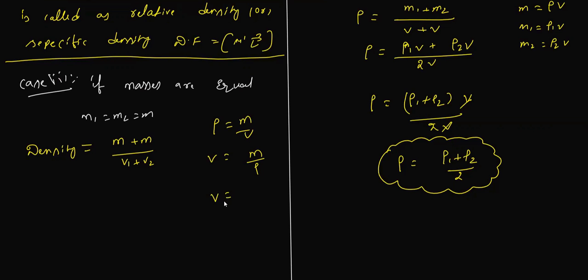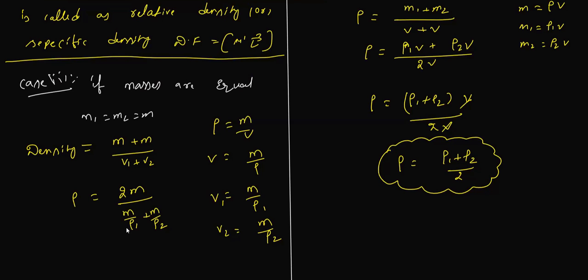Therefore, volume 1 equals M by rho 1, and volume 2 equals M by rho 2. Why am I writing this? Because M1 and M2 are both the same, M1 equals M2 equals M. So if you substitute here, rho equals M plus M, which is 2M, divided by M by rho 1 plus M by rho 2.